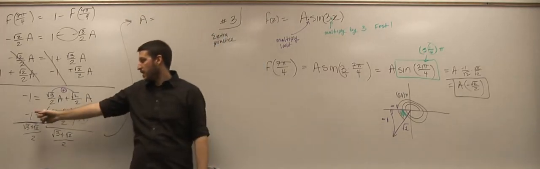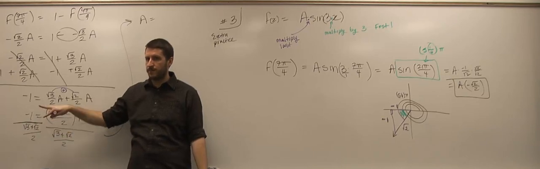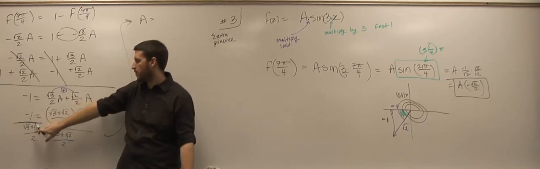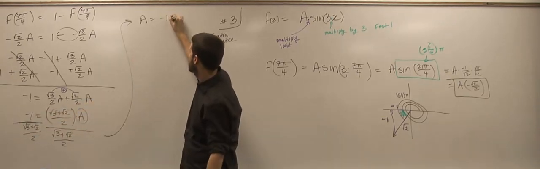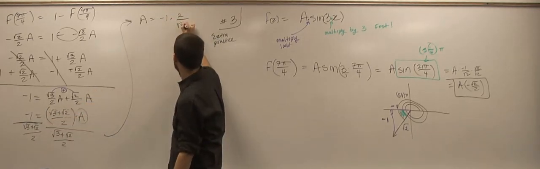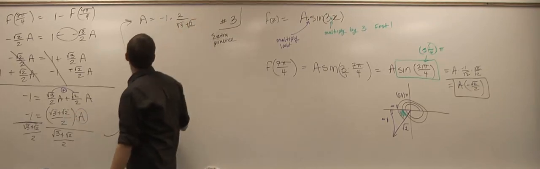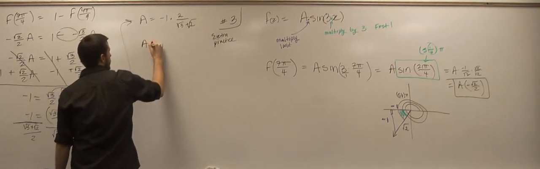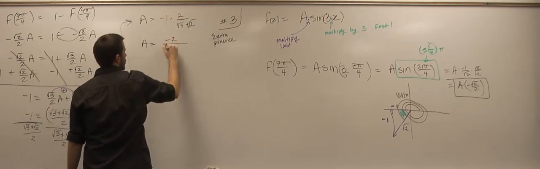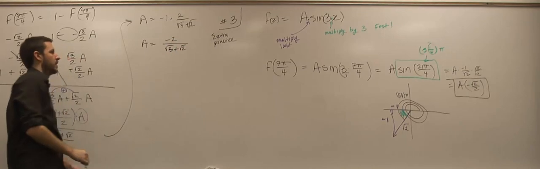If you take a number and divide it by a fraction, what happens? Flip it and multiply. So this is really negative 1 times the reciprocal of this. A is equal to negative 2 over root 3 plus root 2.